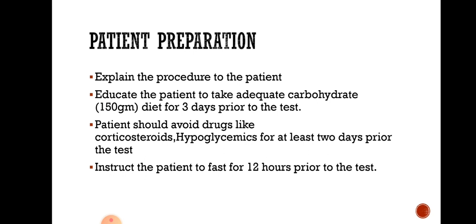Patient preparation. First of all, explain the whole procedure to the patient, whether you are doing a OGTT, IVGTT or mini GTT. Then educate the patient to take adequate carbohydrate intake, minimum of 150 gram diet for 3 days prior to the test. Patient should avoid drugs like corticosteroid, hypoglycemics for at least 2 days prior to the test. Instruct the patient to fast for 12 hours prior to the test.